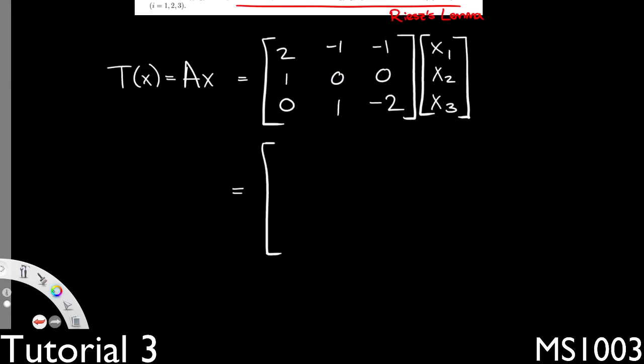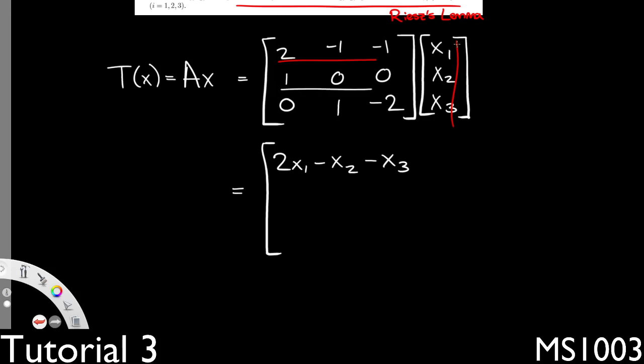So again, the first row of my vector, when I multiply it down, is going to be the first row of the matrix times the vector. So I'm going to get 2 times x1, minus 1 times x2, and minus 1 times x3.